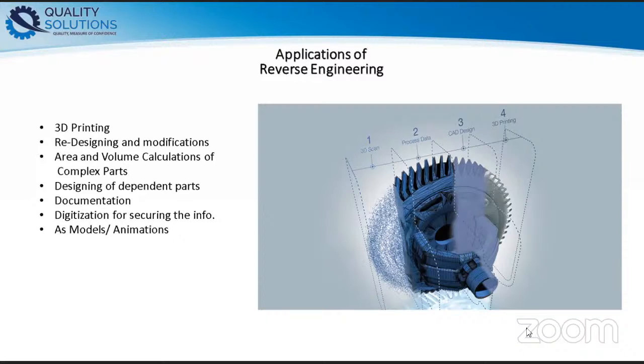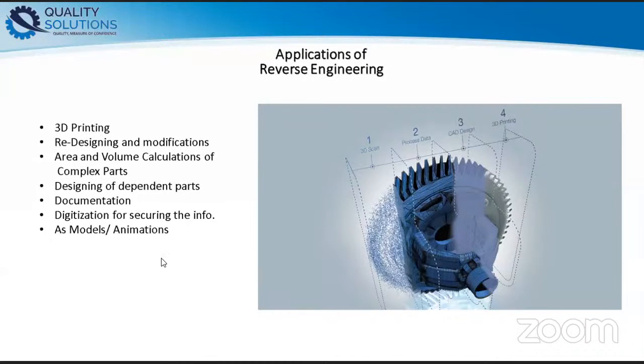Let's say we have an object and we want to modify it. For example, there are 10 holes and we want to make it 5 holes. There are grooves and slots, and we want to remove those grooves and slots in the CAD model. So we perform 3D scanning on the existing object, get the CAD data, and then modify it accordingly.